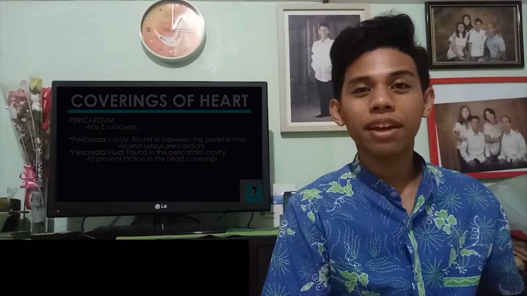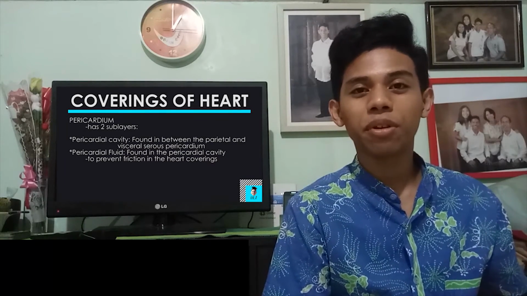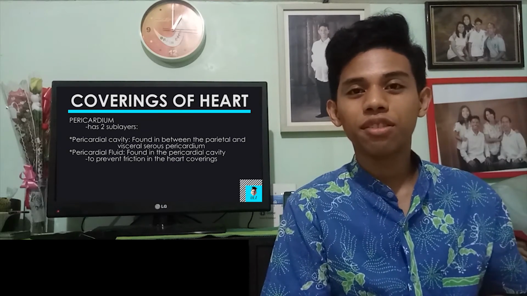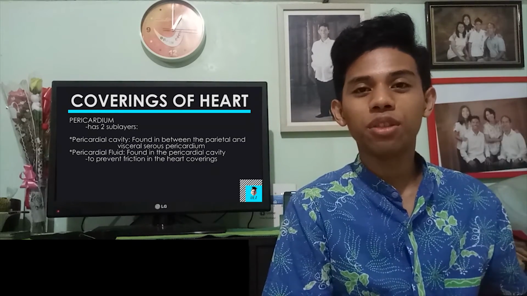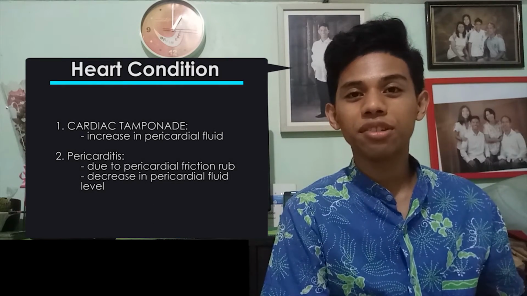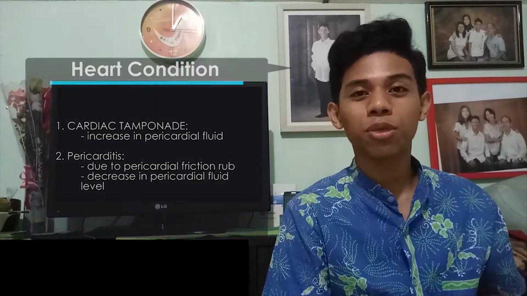And in between the parietal and the visceral serous pericardium, we have what we call the pericardial cavity, consisting of your pericardial fluid. This fluid prevents the friction of these 2 layers. Thus, an excessive increase or an excessive decrease of this pericardial fluid may lead to a serious heart pathology.